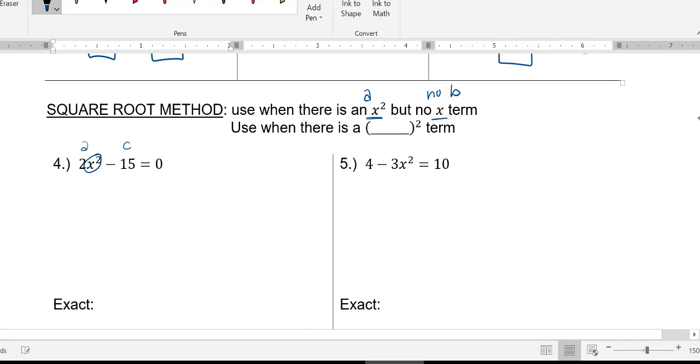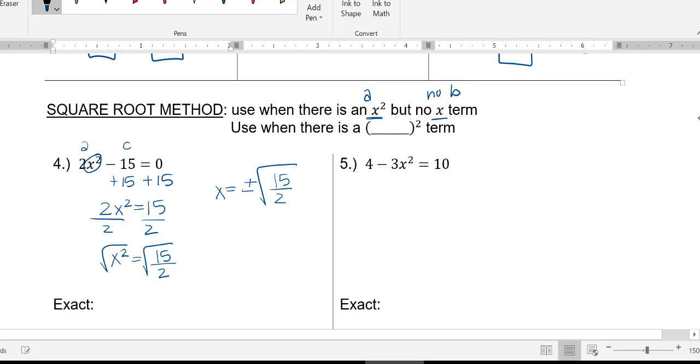We focus on getting just that x squared by itself. So we'll add 15 on both sides, divide both sides by 2, and get x squared is equal to 15 over 2. Take the square root of both sides. We get x is equal to positive root 15 over root 2 and negative root 15 over root 2.